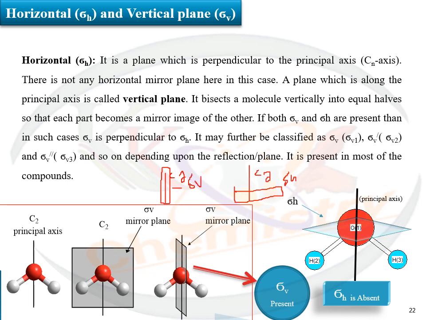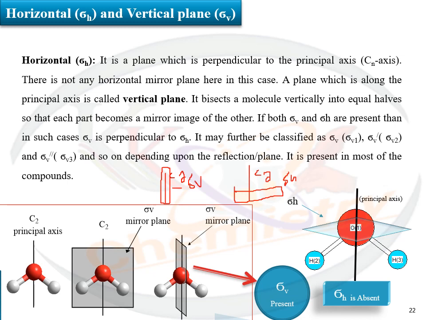In a water molecule, there is a mirror plane, sigma v. You can cut this molecule by this plane in this fashion. It will cut the oxygen atom into equal parts, hydrogen and hydrogen. Another plane, placed in this fashion, will bisect the oxygen into equal halves.